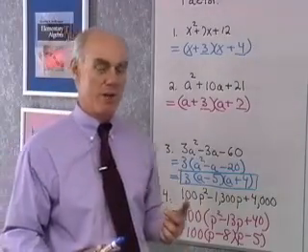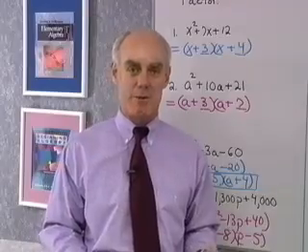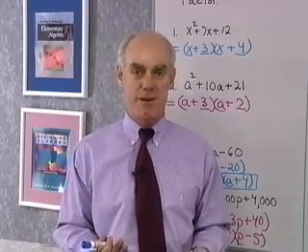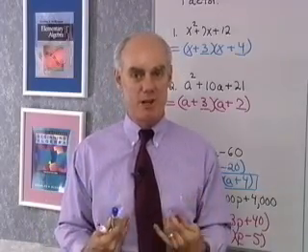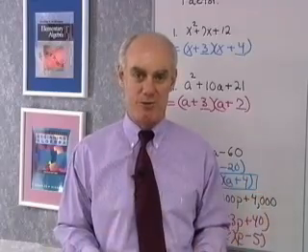So the first thing you want to do in any kind of factoring is look for the greatest common factor. If there is a greatest common factor other than the number 1, you want to factor it out first and then factor the polynomial that remains.